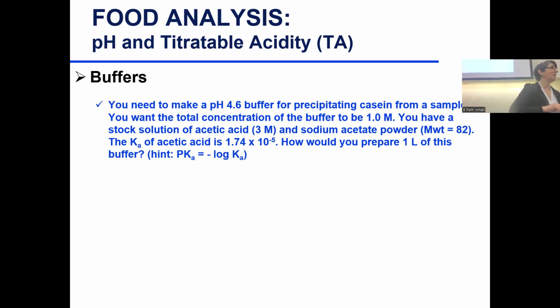Yes, ma'am. 4.76. 4.76, yes. All right, so now we have the pKa. So we go 4.6 minus 4.76 equals the log of A minus over 1 minus A minus. So what you need to get from your calculator is this ratio, and then you solve for A minus.